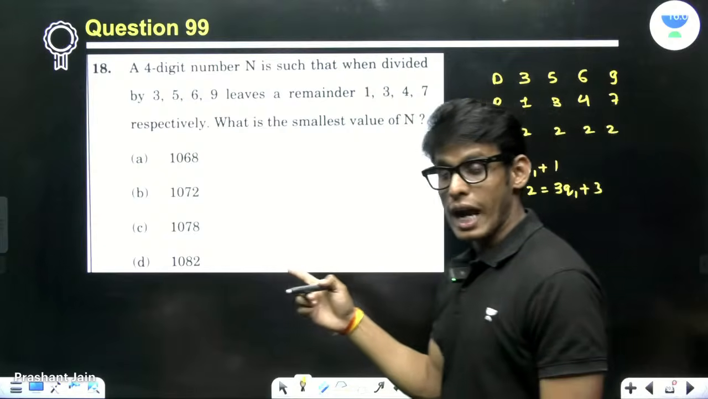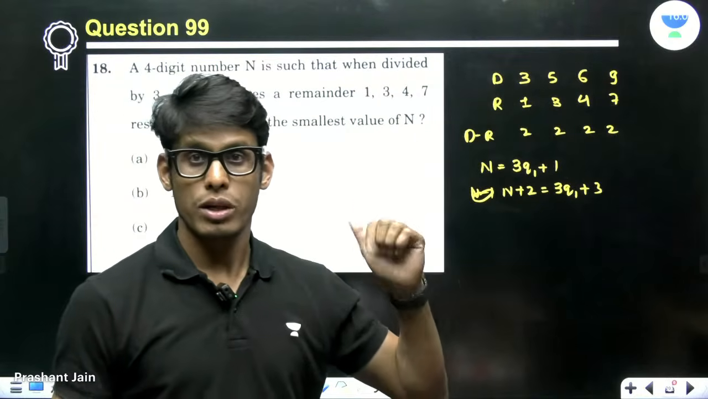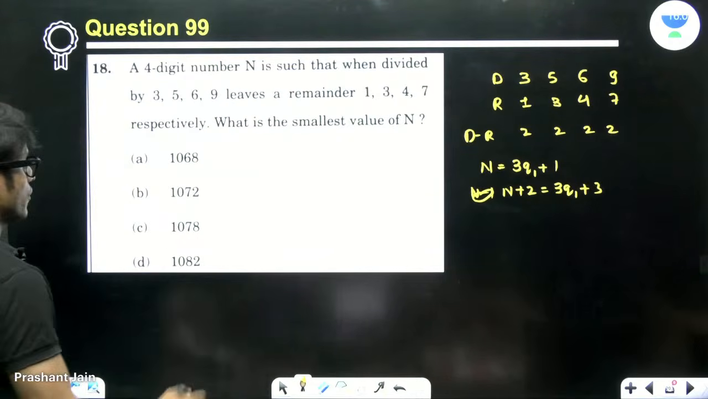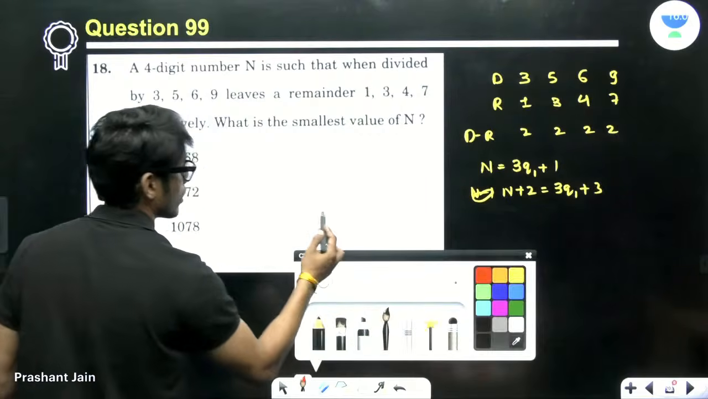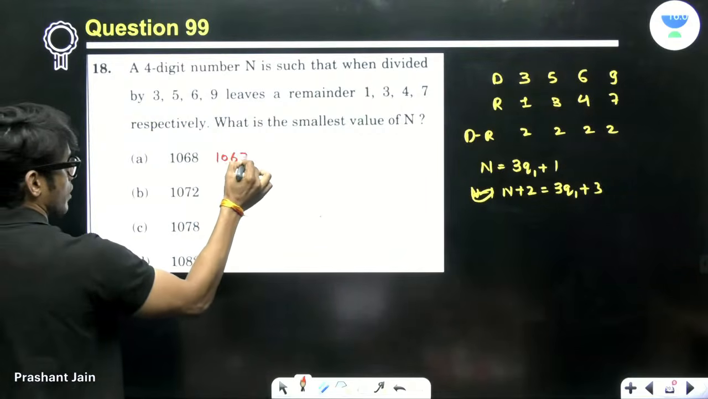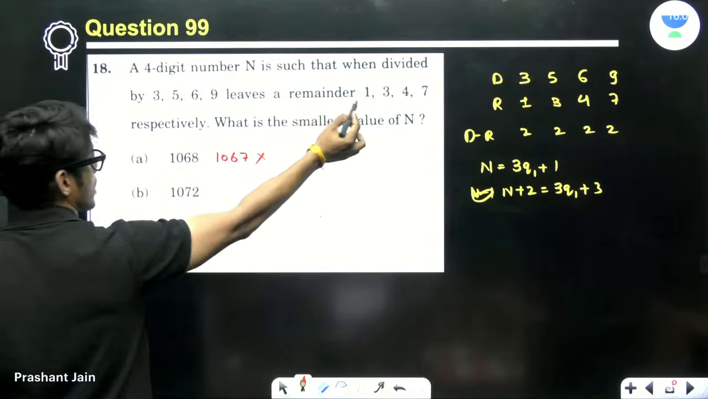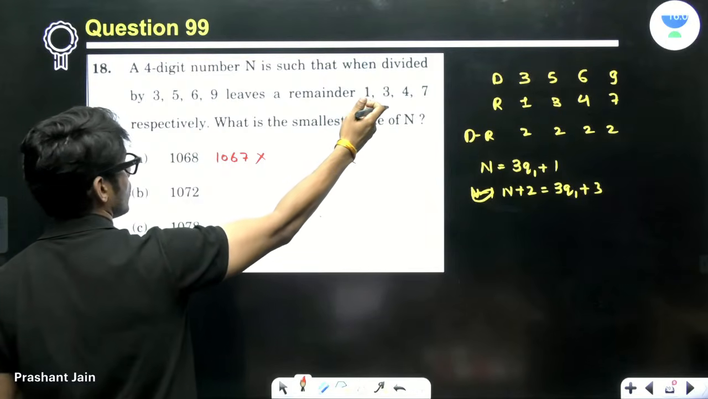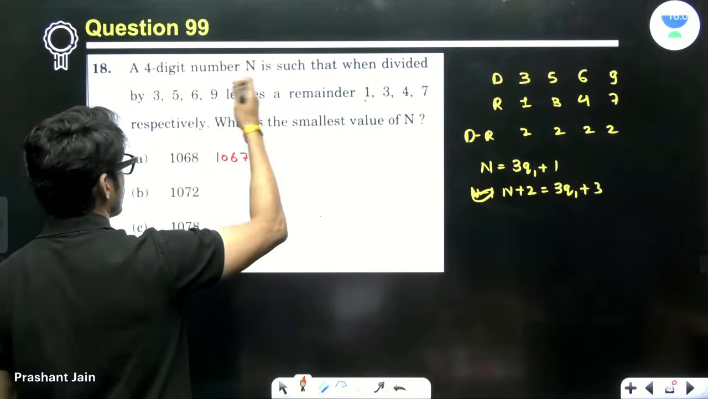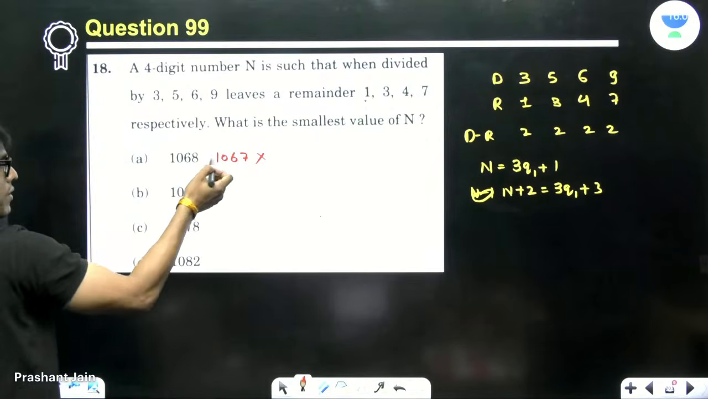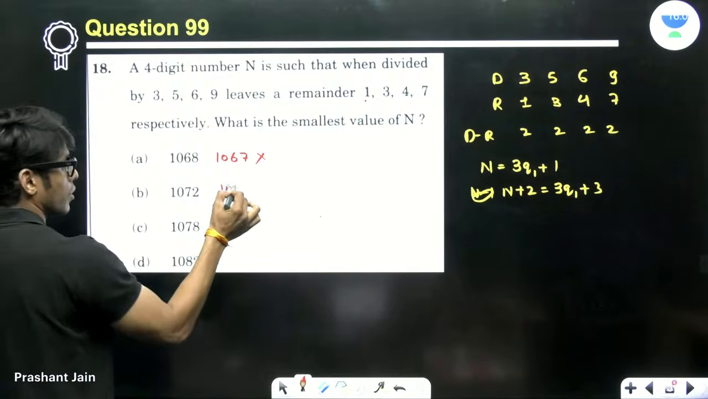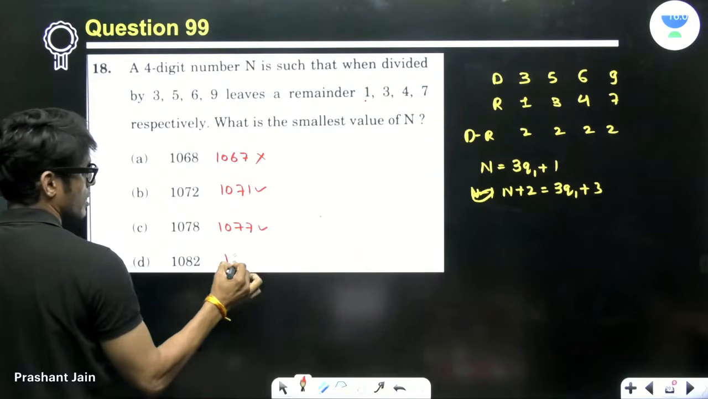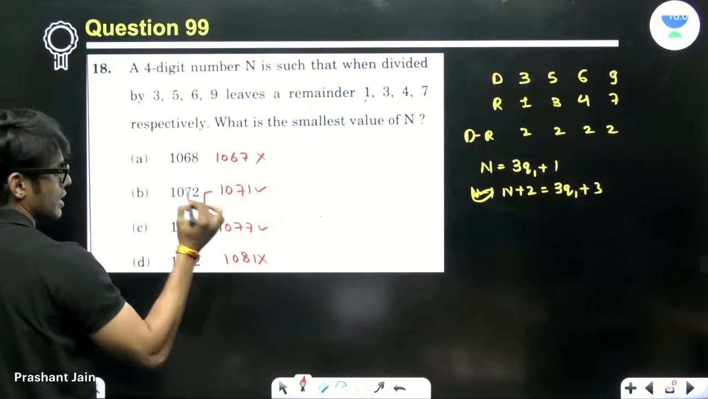Now, I can do it by my technique also, by checking the options. You will always get the answer by checking the options. Simply subtract 1 from everywhere: 1066, 1070, 1076, 1080. If it gives the remainder 1 upon division by 3, then after subtracting 1 it should be divisible by 3. 1071 is divisible by 3. 1077 is divisible by 3. 1081 is not divisible by 3. So it is either of these two.